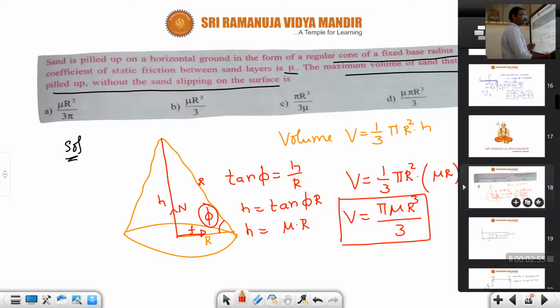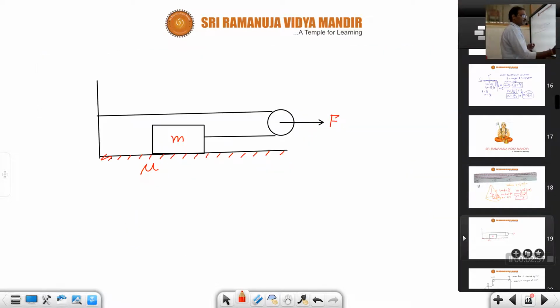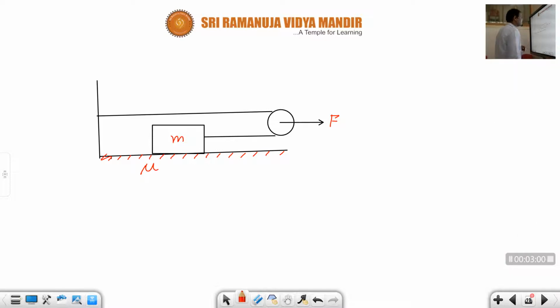And next, now this is a question. The situation given is that a block of mass m is kept on a horizontal surface, and a horizontal force is applied on a pulley. Find the minimum amount of force, the minimum force required to pull the block. Here mu is the coefficient of friction.